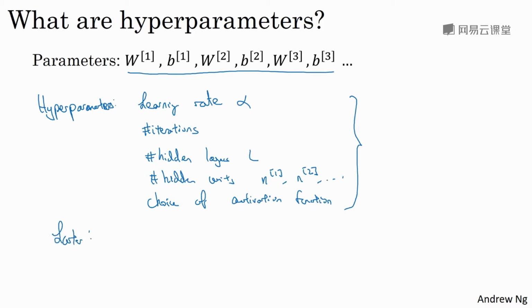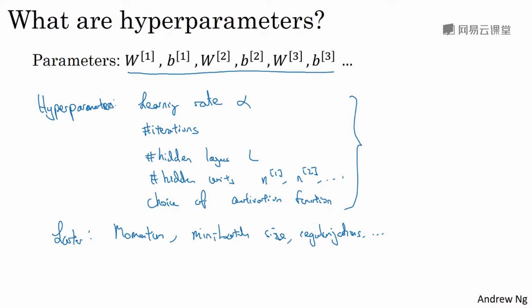Later, in the later course, we'll see other hyperparameters as well, such as the momentum term, the mini batch size, various forms of regularization parameters, and so on. And if none of these terms at the bottom make sense yet, don't worry about it. We'll talk about them in the second course.